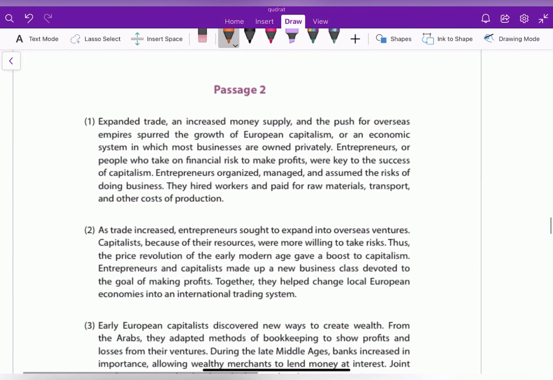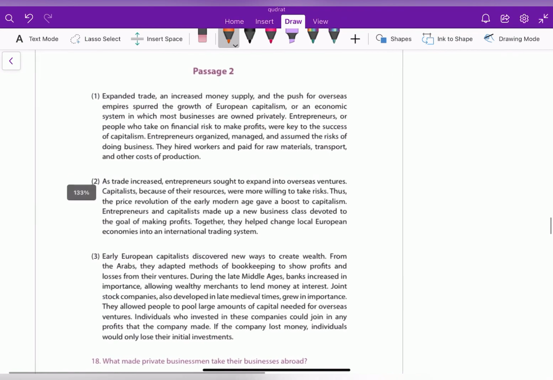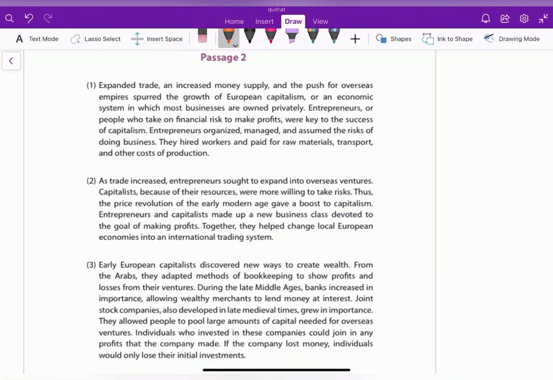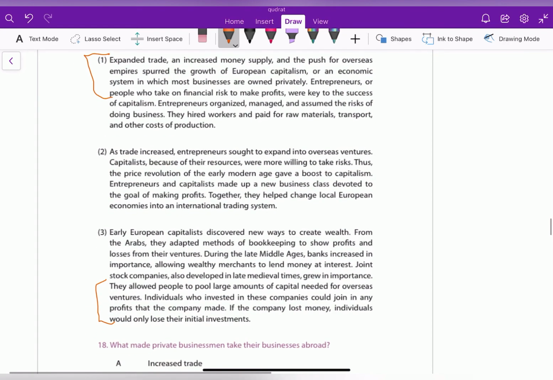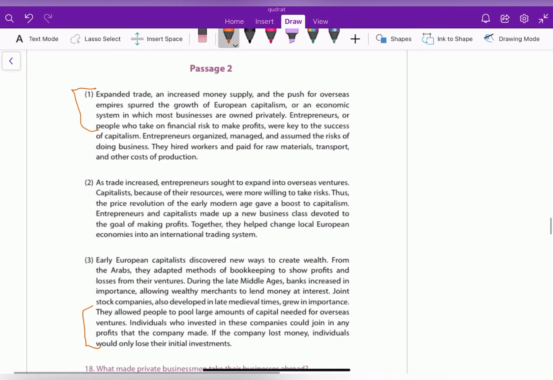Let's move on. Okay, so this passage consists of three slightly longer paragraphs. So what we can do is use another method, which is reading the first 4 lines and then reading the last 4 lines and then going back and scanning for the answer. Expanded trade and increased money supply and the push for overseas empires spurred the growth of European capitalism, or an economic system in which most businesses are owned privately. Entrepreneurs, or people who take on financial risks to make profits, were key to the success of capitalism. Okay, so we read the first 4 lines.